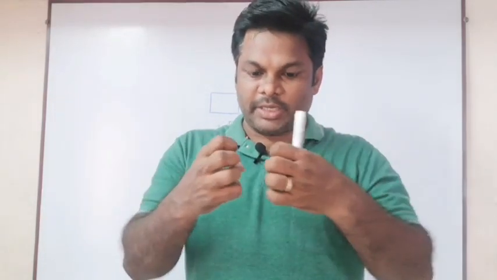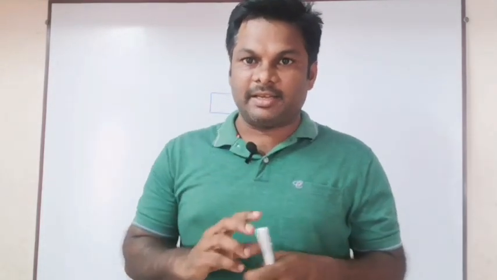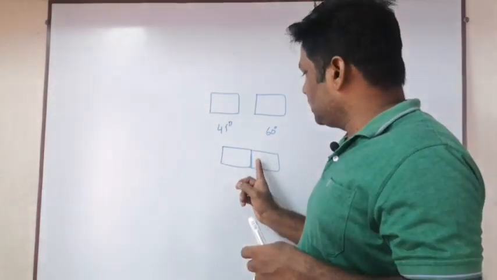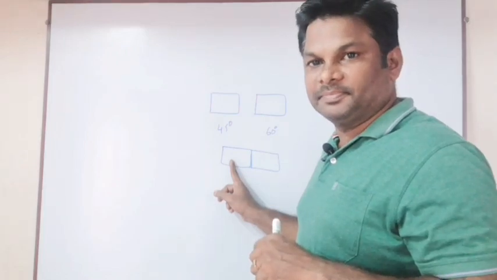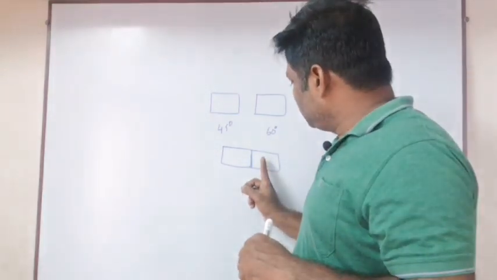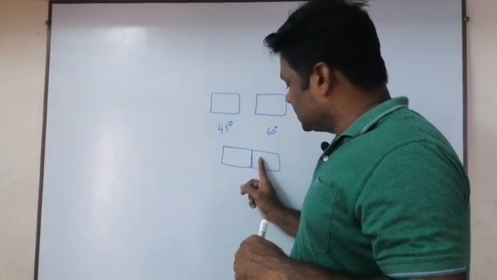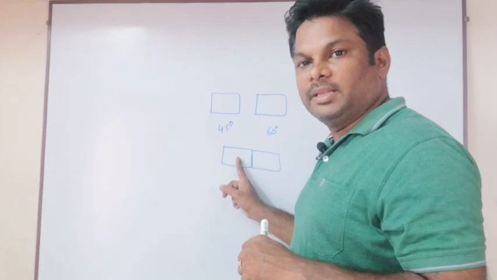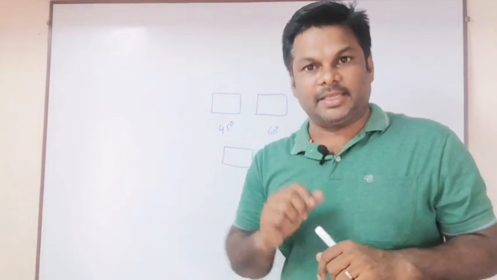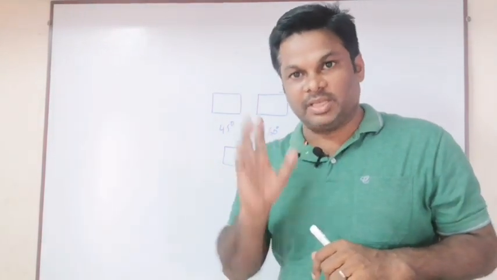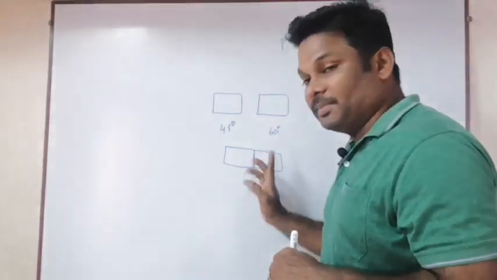What will happen when you make contact? The object which is at high temperature will lose its heat energy, and that heat energy will be supplied to the second object which is at low temperature. So you can say the net heat lost by the hot body is equal to the net heat gained by the cold body. Up to what extent will it happen? Enta varaku jarugutundi? Till they attain the same temperature.